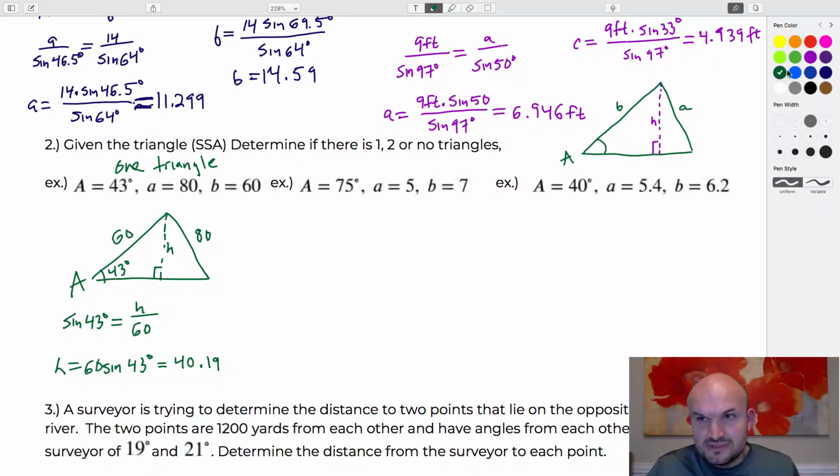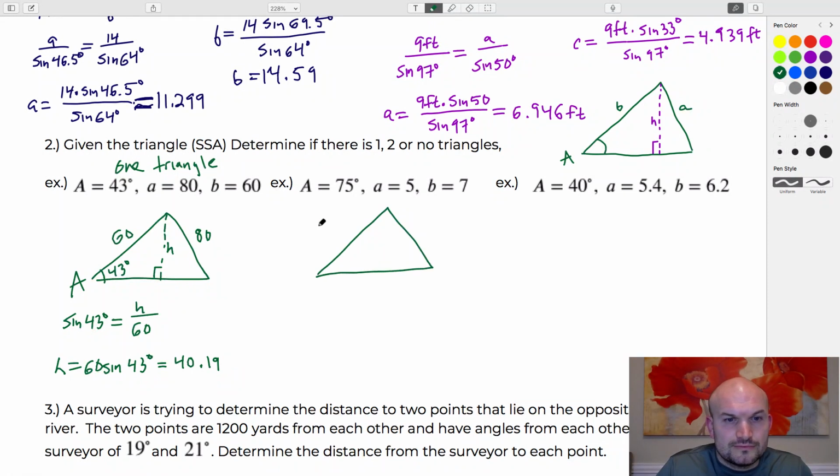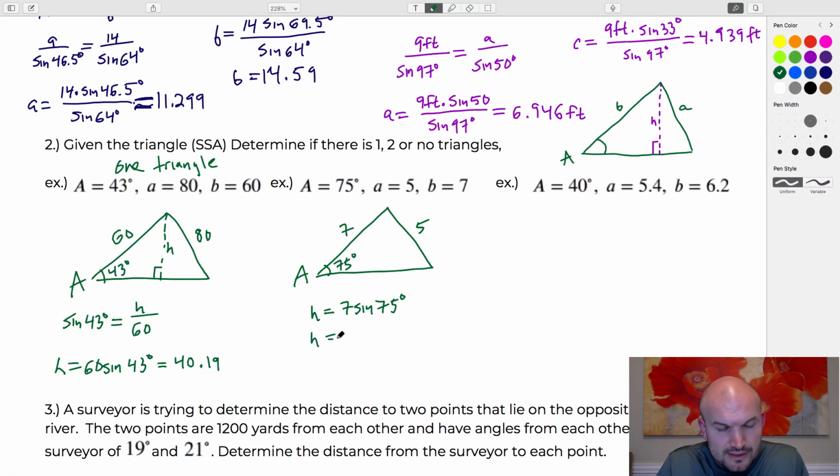So let's look at the next one. Same kind of idea. Let's just draw another triangle and then go from there. So this one, we have A is 75 degrees, here's 5, and let's just make this 7. Okay, so that's your angle, side, side, right? So again, if I'm going to do my height, I know that this is going to be 7 times the sine of 75 degrees. So I just take 7 times the sine of 75, and in this case, I get 6.76.